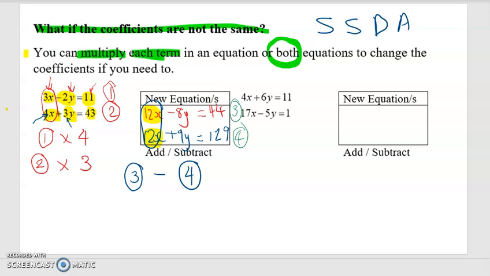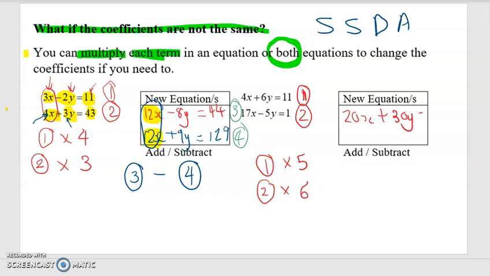Okay. Over here I'm going to actually change both the y terms to 30 in this second example. So I'm going to call this equation 1, equation 2. And to get them to 30, I'm going to take equation 1 and times by 5, and I'll take equation 2 and times by 6. And so when I do that, I'm going to get 20x plus 30y equals 55 by timesing by 5. And then equation 2, I have to times by 6.